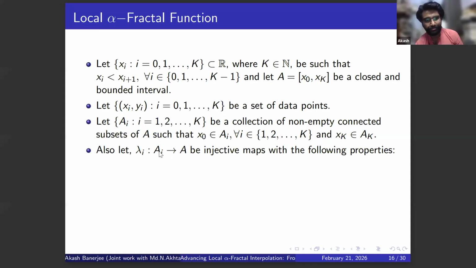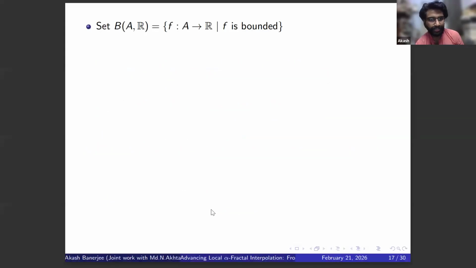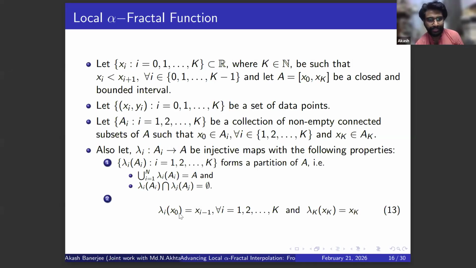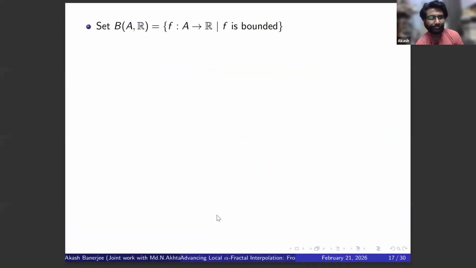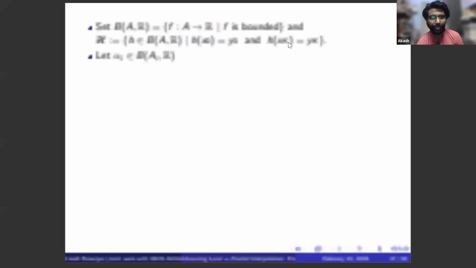They are injective maps from capital A_i to I, which satisfy the following properties that we need. And this lambda also has to satisfy the join-up condition. Then we take the function space of all bounded functions from A to R. Then we take a subspace of that space, which is the set of all bounded functions which interpolate the endpoints. So h of x0 is y0 and h of xk equals yk.